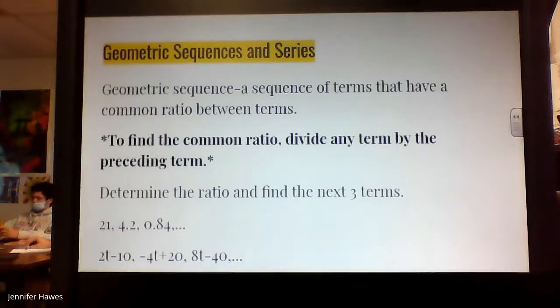Okay, what'd you guys get? It won't matter which term you pick and divide it by the previous one, you're going to get the same answer. So what'd you get? You got 0.2? I got 0.2. It's take one term divided by the preceding one. Okay? And it doesn't matter if you take 0.84 and divide it by 4.2, or if you take 4.2 and divide it by 21, you'll get 0.2. So what are my next three terms?